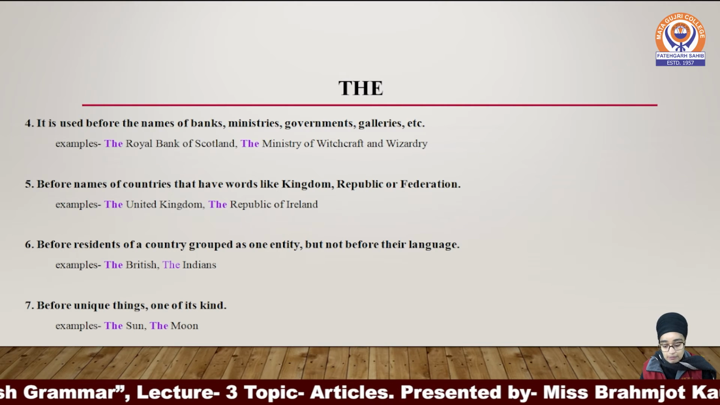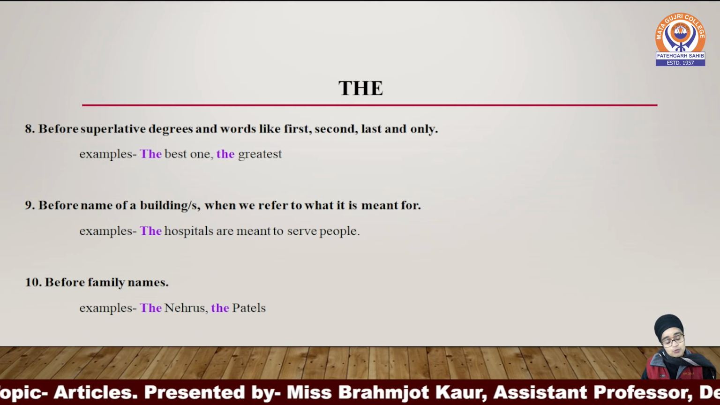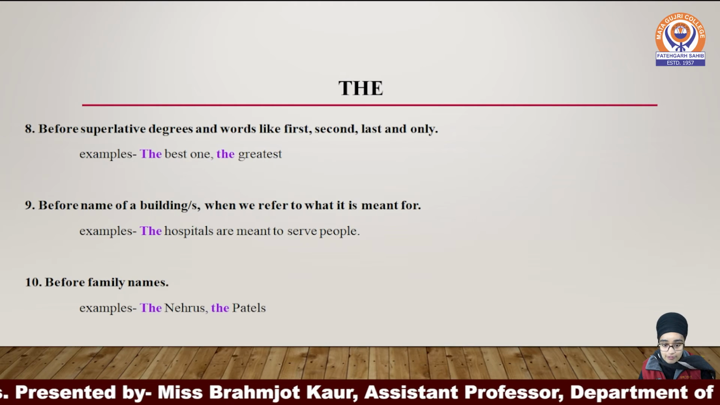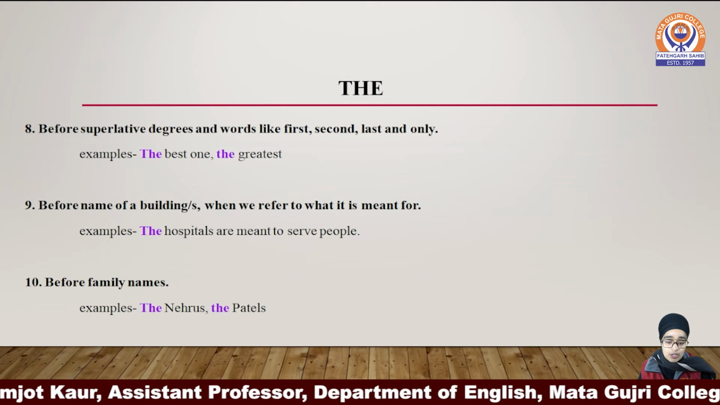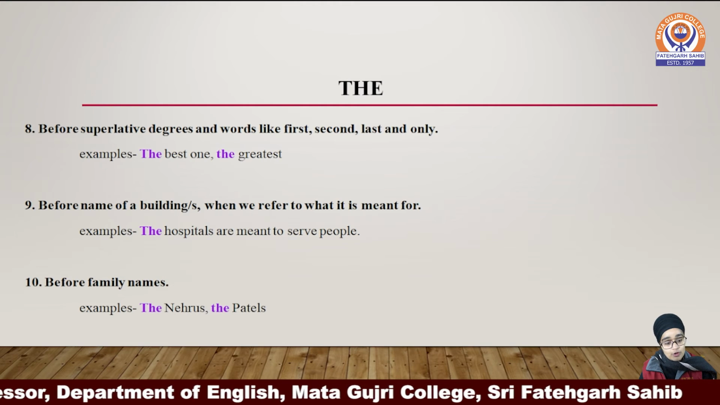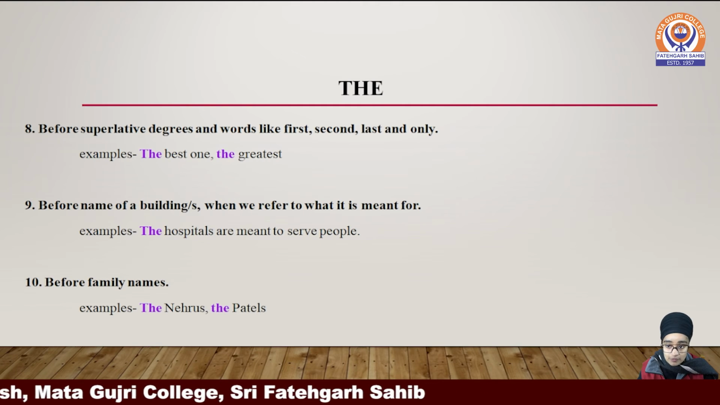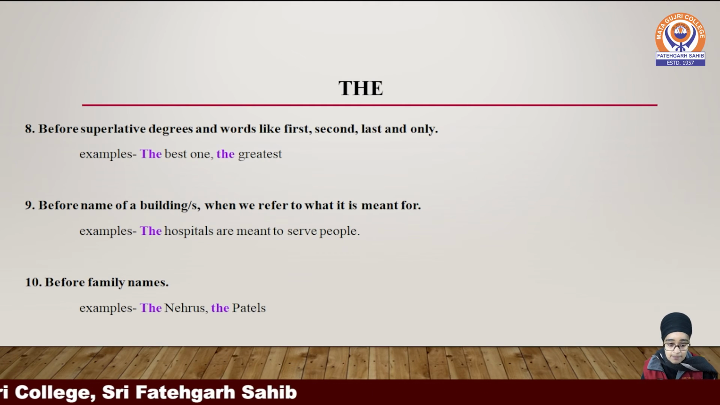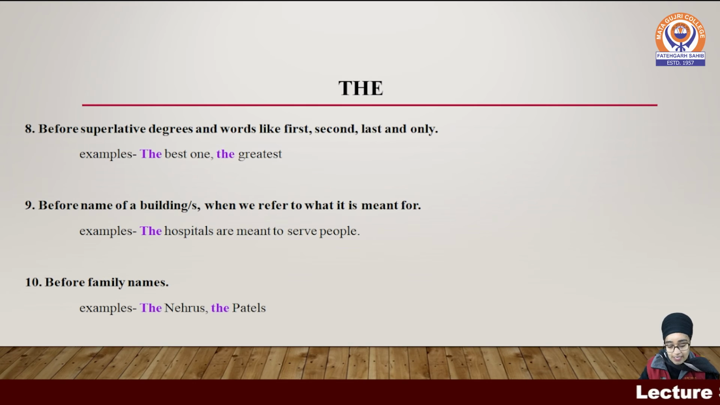Seventh, the is used before unique things, one of its kind, which are different. For example, the sun, the moon, being very specific, before proper nouns, so to say. Eighth, the is used before superlative degrees and words like first, second, last, and only. Examples: the best one, the greatest, the only one, the last. Likewise. Ninth, the is used before names of buildings when we refer to the purpose of the building, what the building is meant for. Examples: the hospitals are meant to serve people. Last, the is used before family names. For example, the Nehrus, the Patels, some specific family name.